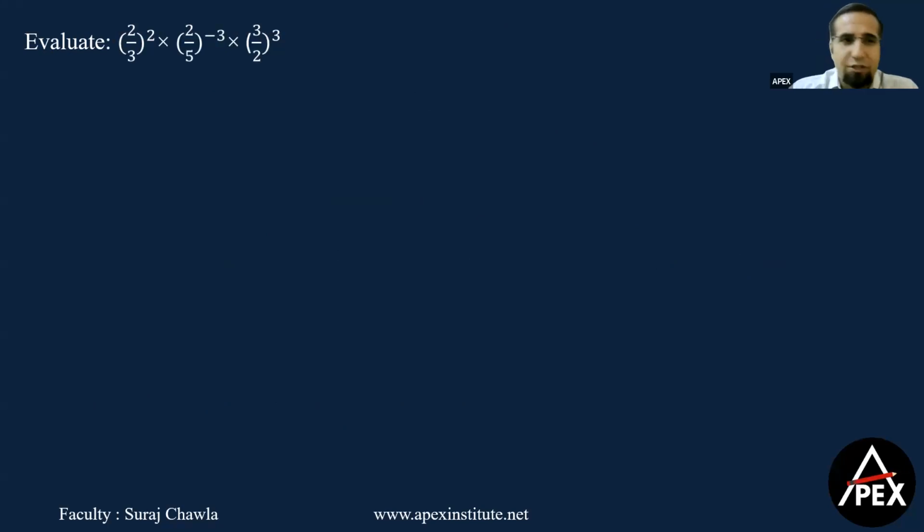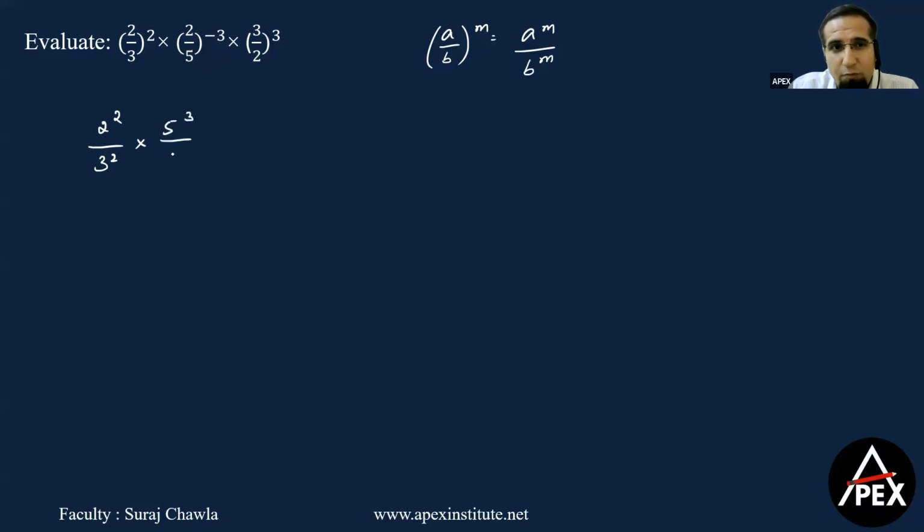Now let's look at a few more applications here. So we have 2 by 3 whole square. So we can write a by b whole to the power m as a to the power m divided by b to the power m. So I can write this as 2 square by 3 square multiplied with 2 by 5 whole to the power minus 3. To make the power positive, I need to flip the fraction. So this can be written as 5 cube by 2 cube multiplied with 3 by 2 whole cube, which gives me 3 cube by 2 cube.